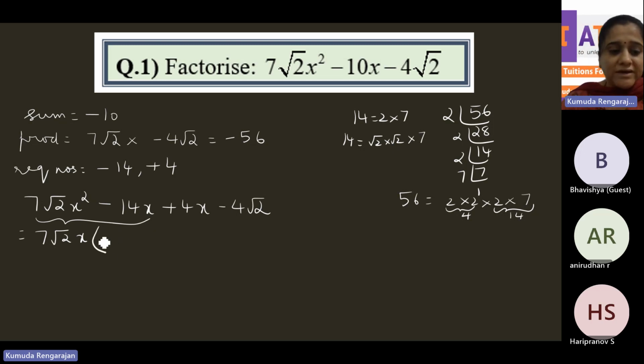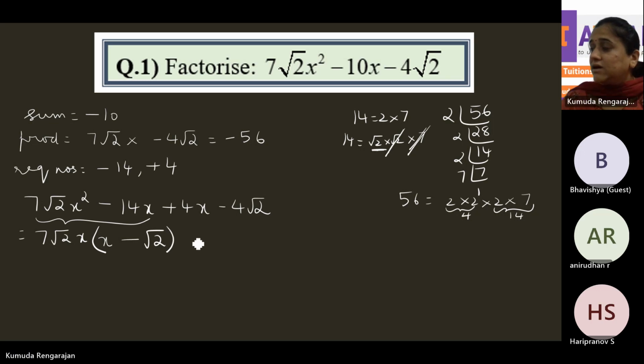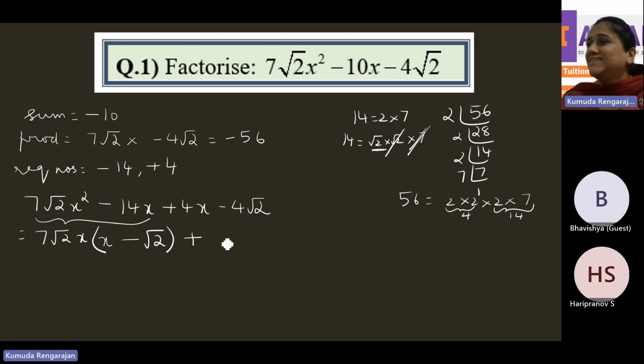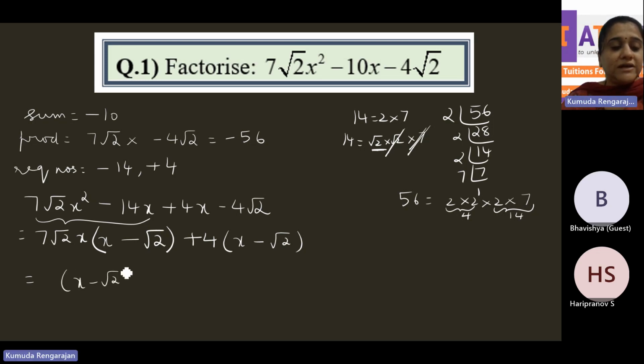Open a bracket. So it will be x minus. We have taken out 7 root 2 common, so what remains? Root 2. So minus root 2. Close the bracket. Plus, again, what's common? 4 and 4 root 2. 4 is common. x minus root 2. So the answer is x minus root 2 into 7 root 2 x plus 4.